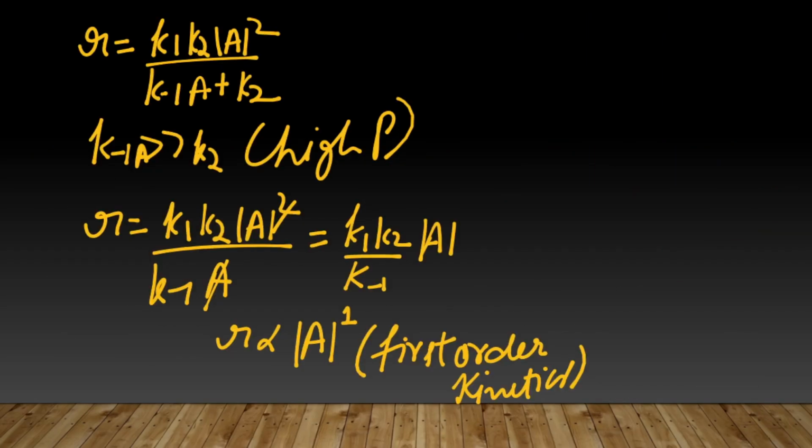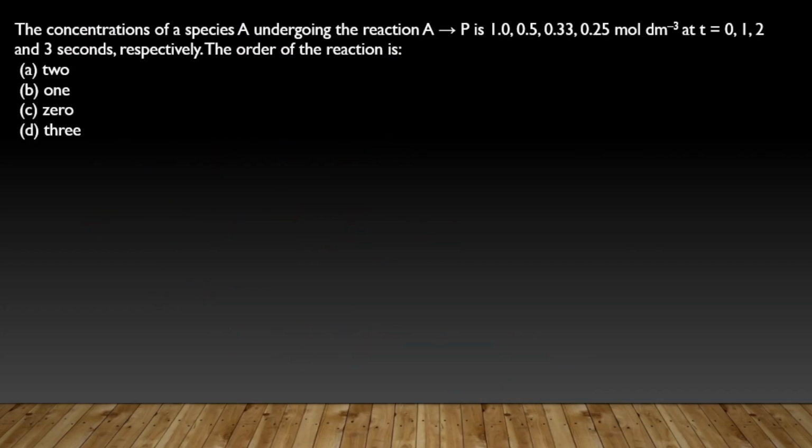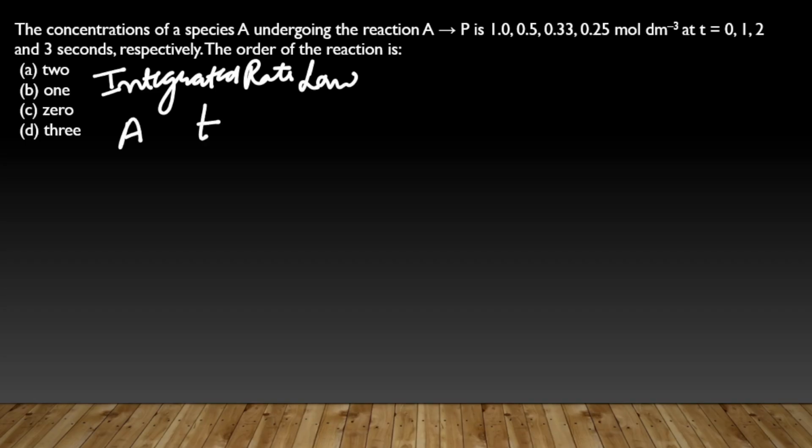Okay. Next we have this question. So again, a repetitive type of question is there. Data is given to us and the time period is given. We have to find the order of the reaction. So the integrated rate law expression has to be used. The data that is given to us is 1, 0.5, 0.33 and 0.25. The time period we have is 0, 1, 2 and 3 seconds. So this is the time period.